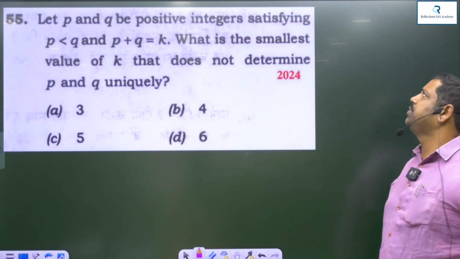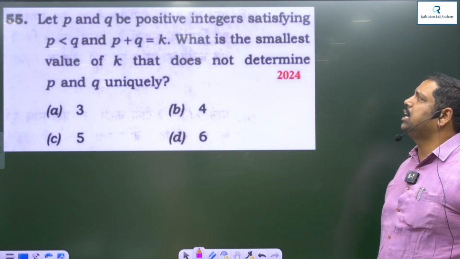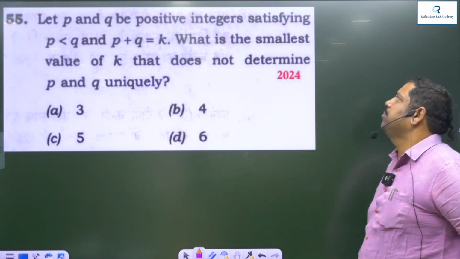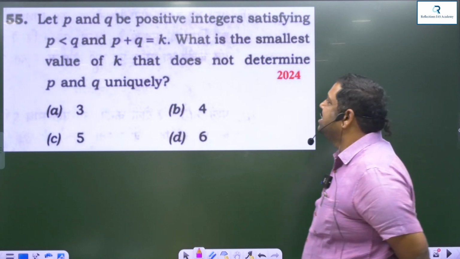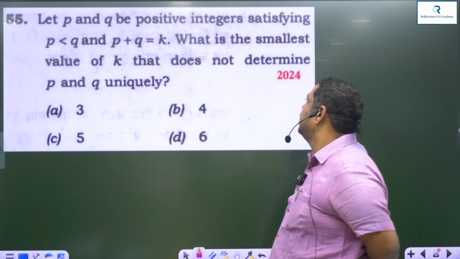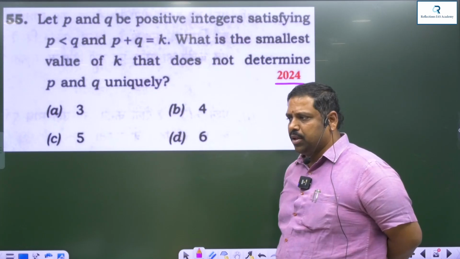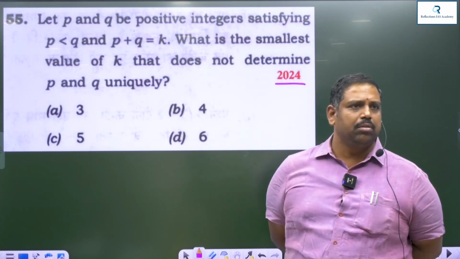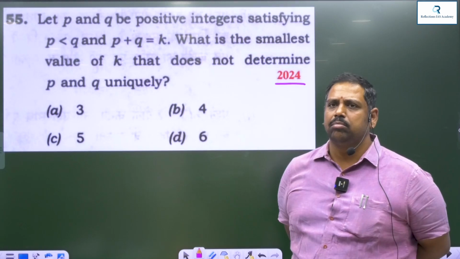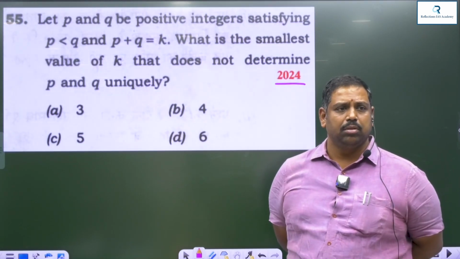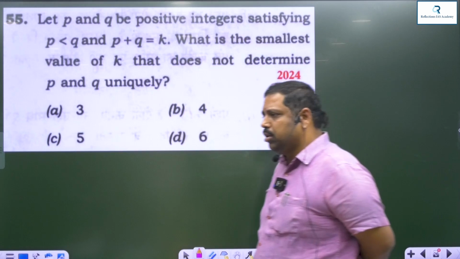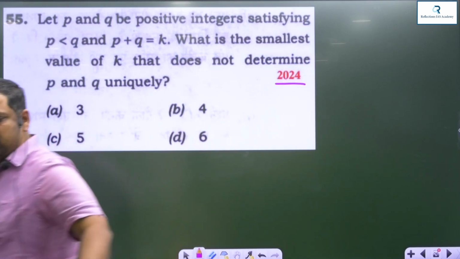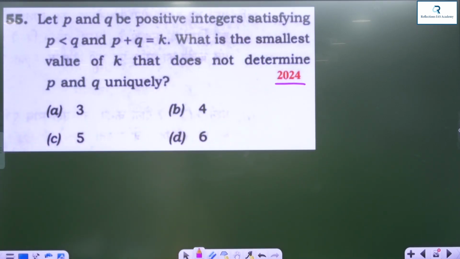Let P and Q be positive integers satisfying P less than Q and P plus Q is equal to K. What is the smallest value of K that does not determine P and Q uniquely? 2024 question. If you understand the question, you can solve it easily. Do you understand the question? Come on, speak out. Let P and Q be positive integers and P is less than Q. Okay. And P plus Q is equal to how much here? K. Smallest value of K, he is asking.